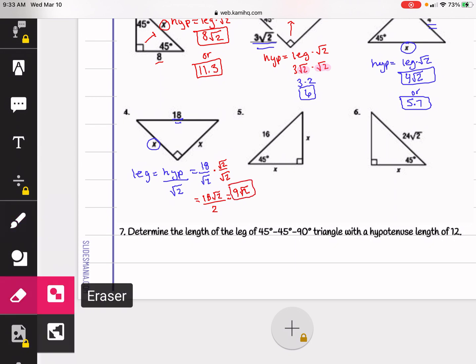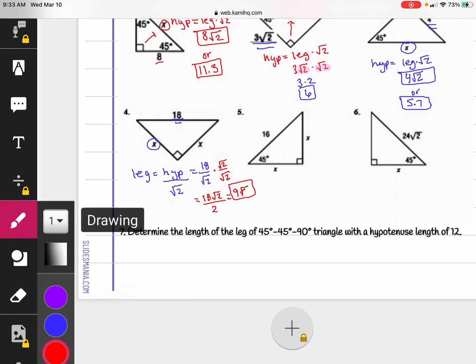Now, if we want to get an approximate answer, to have a better idea about the length, we would do 9 times square root of 2 on a calculator. That comes out to about 12.7.